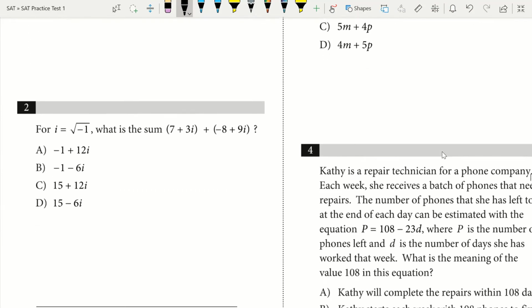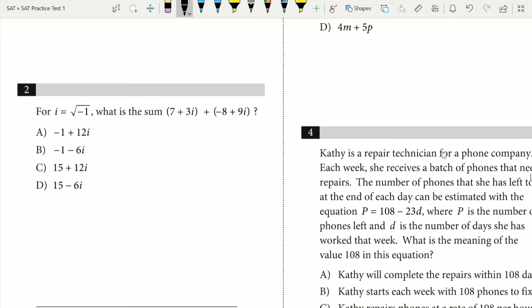Question 2. For i equals the square root of negative 1, what's the sum of 7 plus 3i plus negative 8 plus 9i? Well, 3i plus 9i, that's going to give me 12i. And then 7 minus 8 is going to give me negative 1. So I have negative 1 plus 12i. That's going to be answer A.